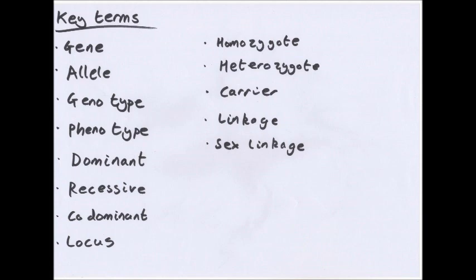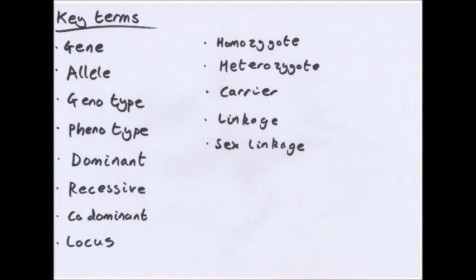Locus: the fixed position of a gene on a chromosome, makes sense. Homozygote: an organism that carries two copies of the same allele, so big B, big B, or little b, little b. Heterozygote: an organism that carries two different alleles, big B, little b. Now linkage and sex linkage are the more confusing ones.